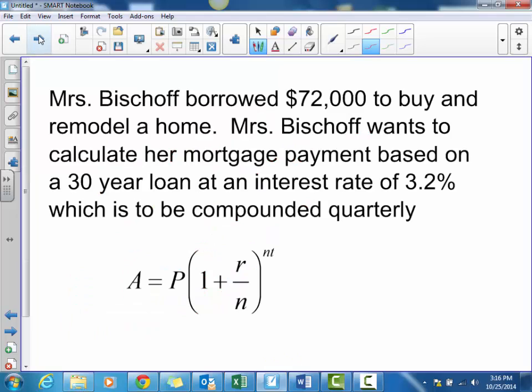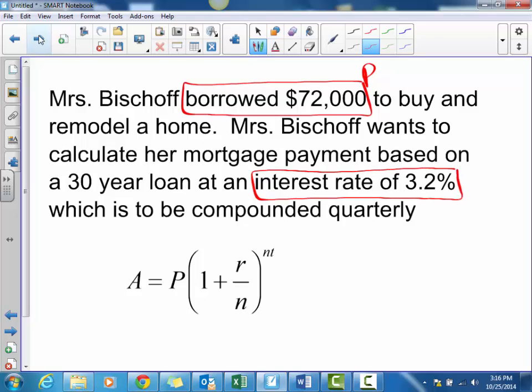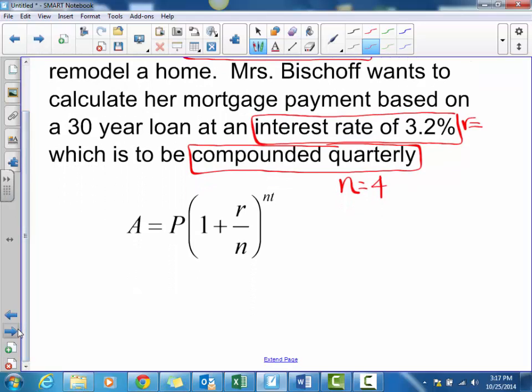All right, now let's calculate my mortgage, or my total amount owed, if I take out a 30-year loan. So I'm still going to borrow the $72,000. It is still at an interest rate of 3.2%. It is still going to be compounded quarterly. However, the time on this loan is going to be 30 years.